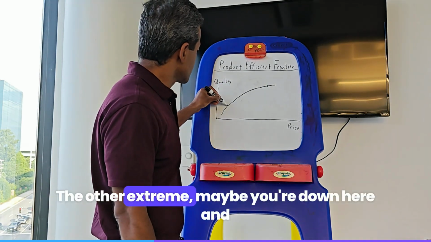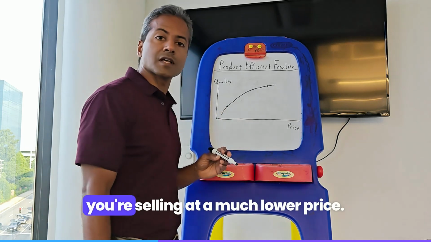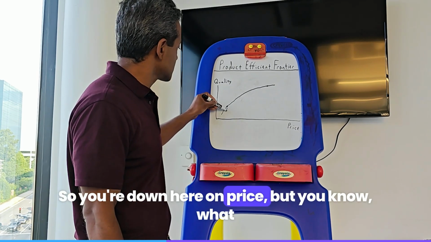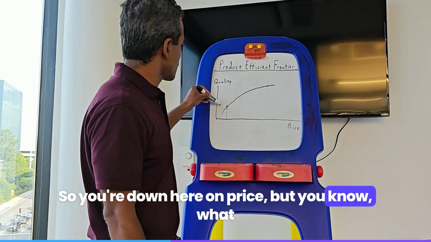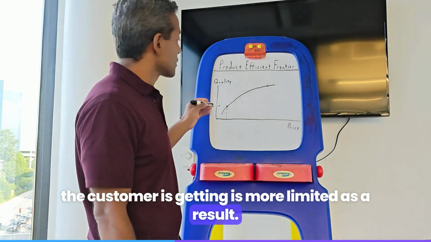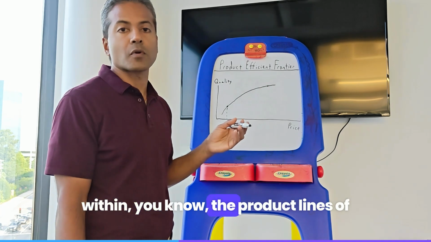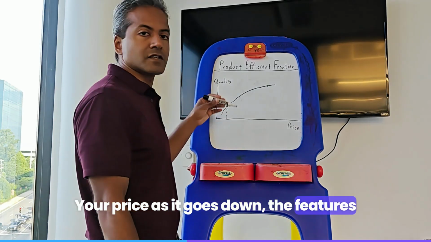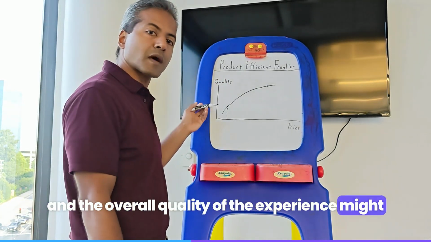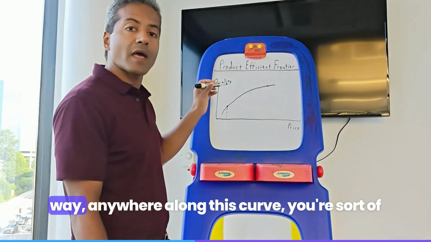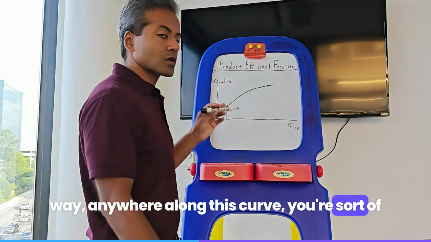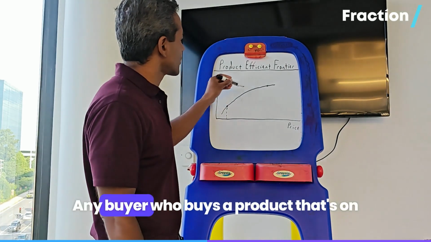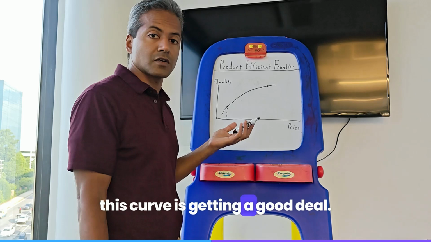The other extreme, maybe you're down here and you're selling at a much lower price. So you're down here on price, but what the customer is getting is more limited as a result. And this could even be the case within the product lines and the different packages that you offer. As your price goes down, the features and the overall quality of the experience might diminish, but in line with the price. Either way, anywhere along this curve, you're operating efficiently or optimally in a sense. Any buyer who buys a product that's on this curve is getting a good deal.